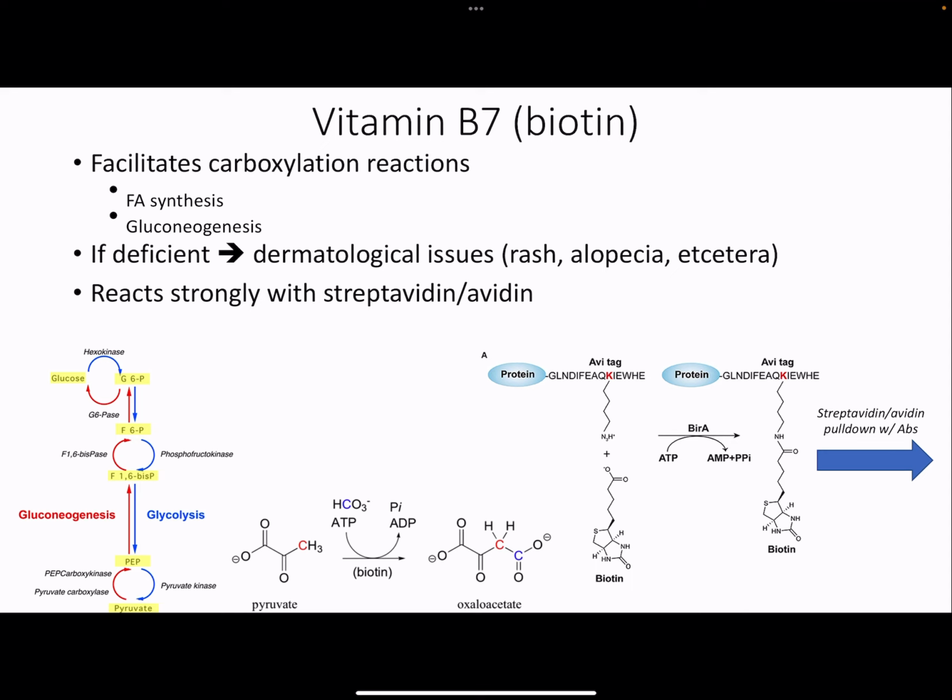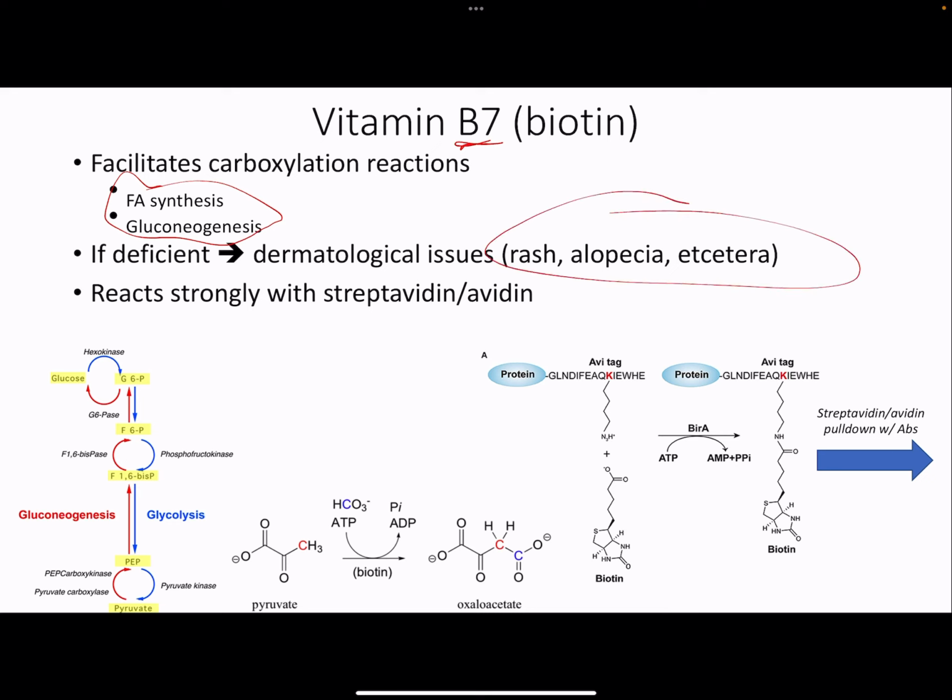B7, biotin. This is associated with any sort of carboxylation reaction. Carboxylation reaction means we're adding a carbon to something. When would you want to add a carbon to something? Well, if you're making a fat, fats have tons of carbon. So if I'm making a fat, I'm building carbons on carbons on carbons, I need B7. Additionally, gluconeogenesis is where you're making a new glucose from scratch, right? From a bunch of random stuff. So you're going to be building carbons and carbons a lot. So it kind of makes sense that it would be involved in these two pathways.